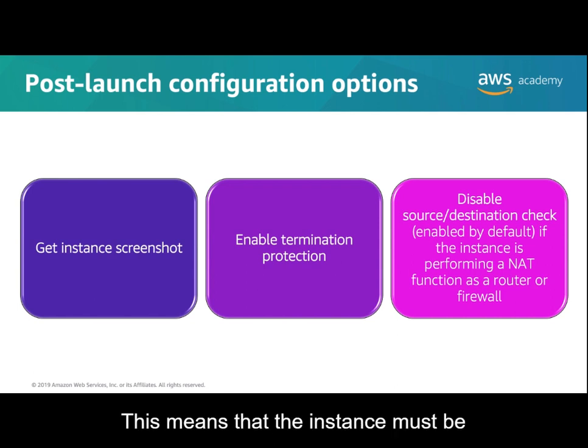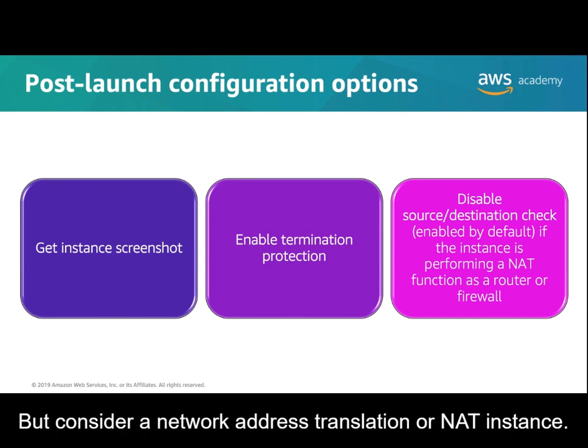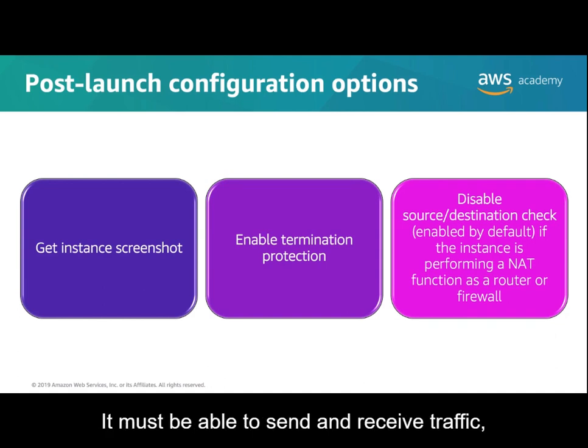Each EC2 instance performs source and destination checks by default. This means that the instance must be either the source or destination of any traffic that it sends or receives. But consider a network address translation, or NAT, instance. It must be able to send and receive traffic when the source or destination is not itself. So you must disable source and destination checks on the NAT instance.